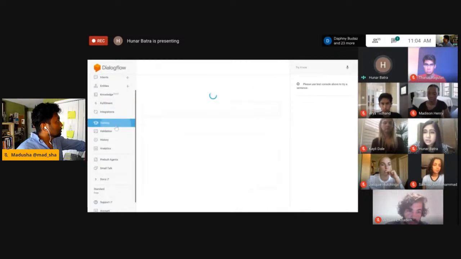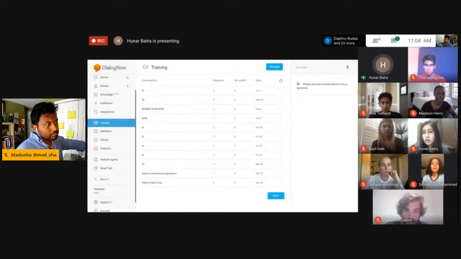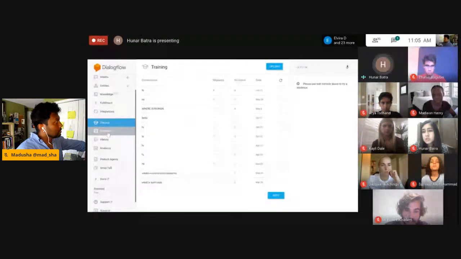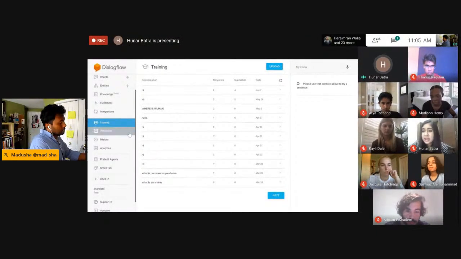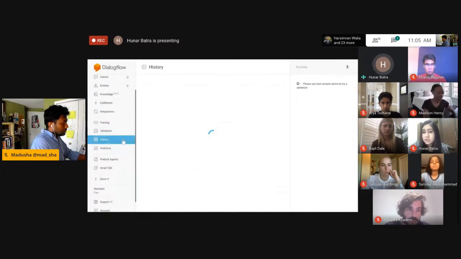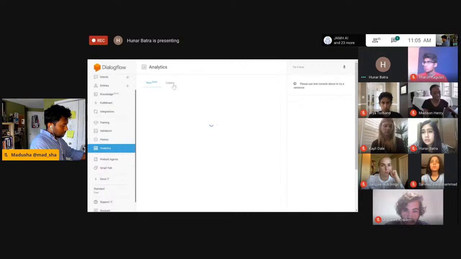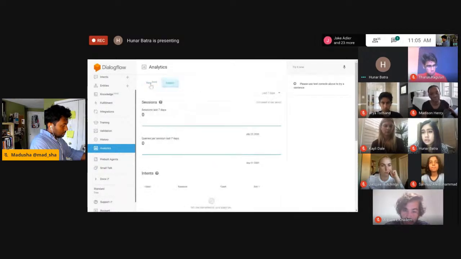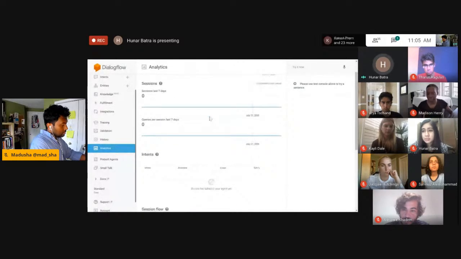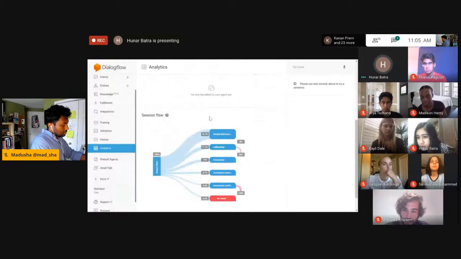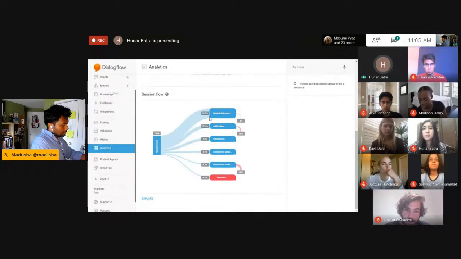And then this is the training section, where you can see the logs, and then you can just match it to the correct intent, etc. You can even see the history about how people have been interacting with the bot, and there's also an analytics tab. There has been no interaction with this particular agent in the past few days, so we don't have much analytics right now, because the more people use it, that's when the analytics show. And this is just a demo bot. So this is how the Dialogflow platform is actually like, and it's pretty easy to use and get started with.